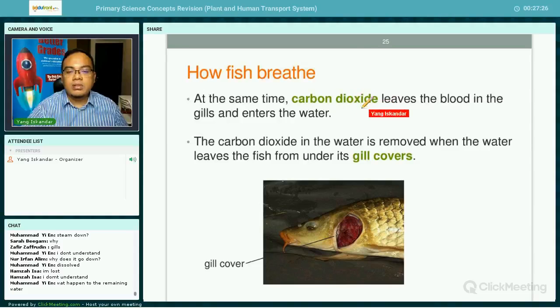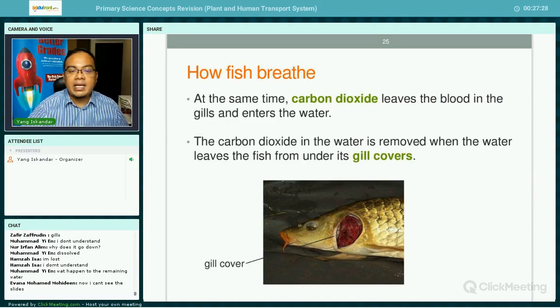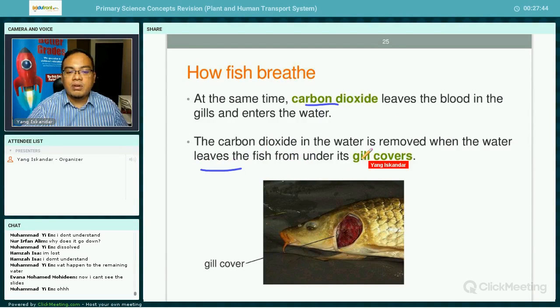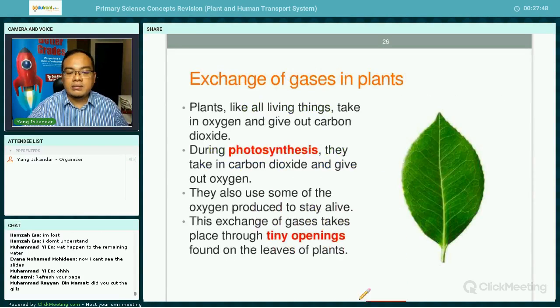At the same time, the carbon dioxide leaves the blood in the gills and enters the water. The carbon dioxide in the water is removed when the water leaves the fish from under the gills cover.